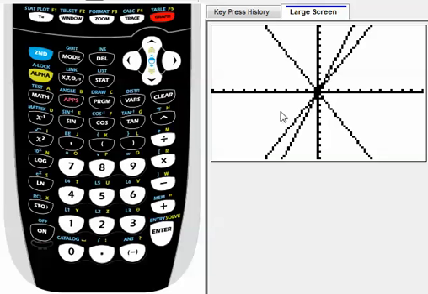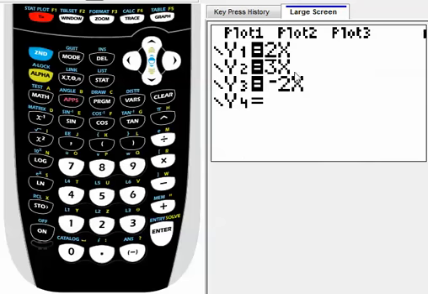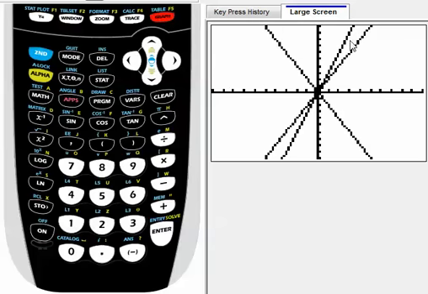In this first video, we're going to look at what a derivative is. So if you look here, I've plotted 3 straight line graphs, and the equations are y equals 2x, y equals 3x, and y equals negative 2x.